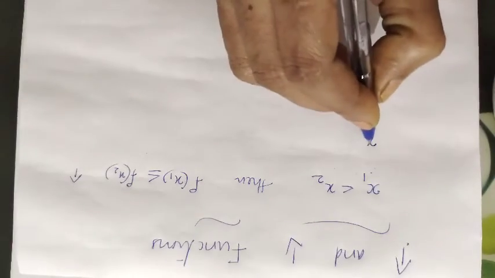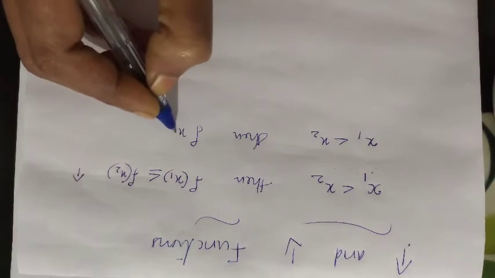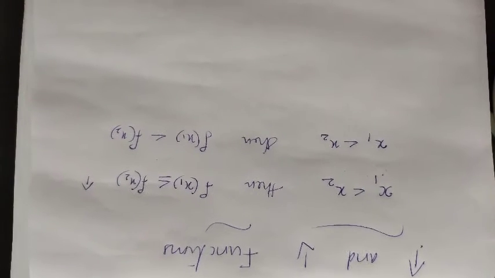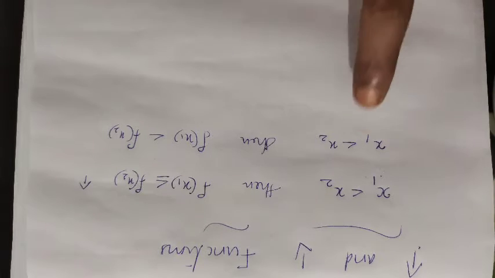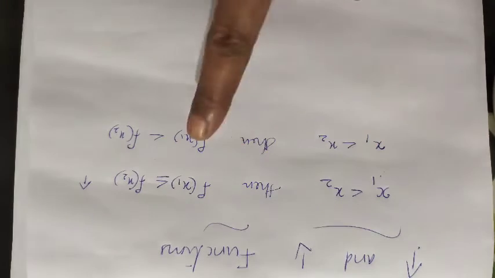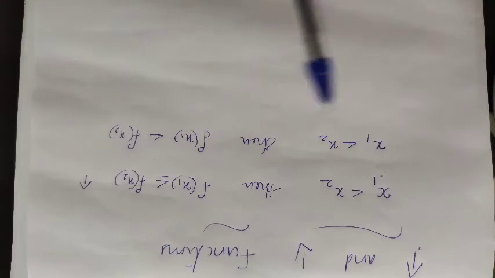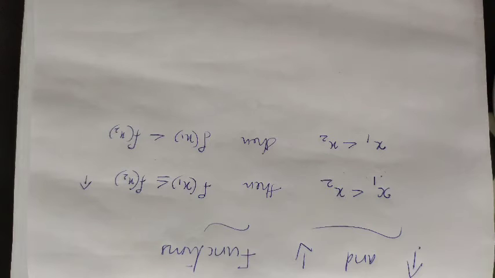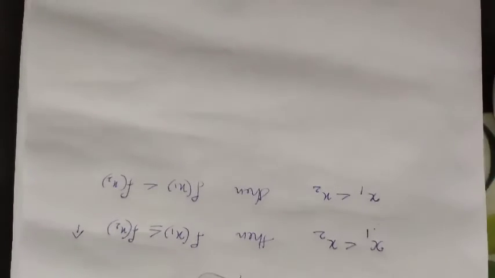Or if x1 is less than x2, then f of x1 is strictly less than f of x2. Not less than or equal to. It is strictly less than f of x2. Then we can say that it is strictly increasing. If x1 is less than x2, then f of x1 is either less than or equal to f of x2, it is increasing. If x1 is less than x2, then f of x1 is strictly less than f of x2, it is strictly increasing. What is the difference between increasing and strictly increasing?